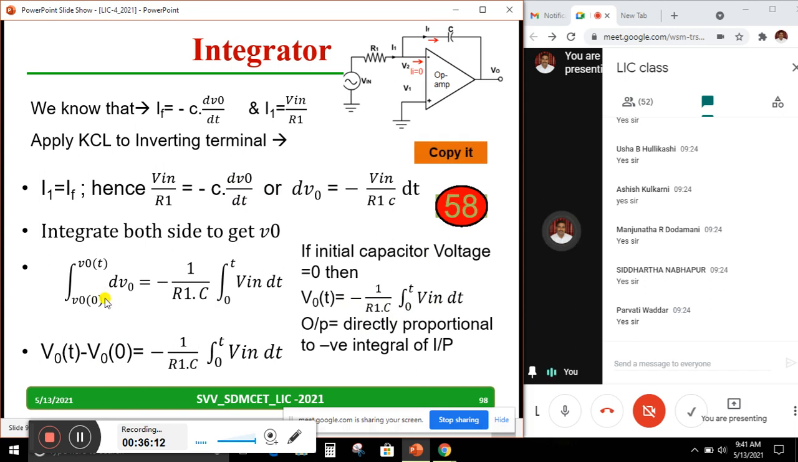Copy down this. The steps are very simple. Don't ask where this came from. It is there, just now IF. These values were there in your notebook. Simply I have copied, replaced, and took integration, assuming the initial capacitor voltage equal to 0, the way you used to do it in your network analysis. Initial capacitor voltage 0 you used to take.